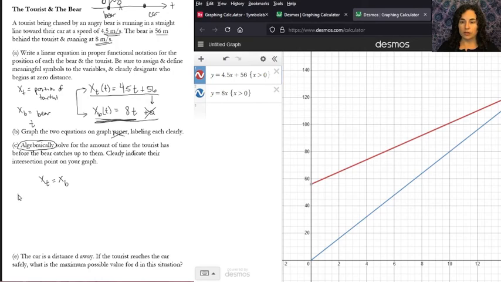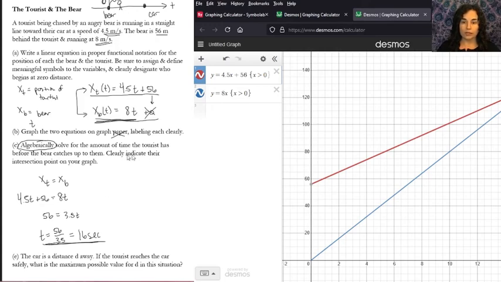And I can do the algebra here. 4.5t plus 56 equals 8t. I'm going to subtract 4.5t on each side, so I get 56 equals 3.5t, and the time will equal 56 divided by 3.5. And when we run this through the calculator, just so that we double check, 56 divided by 3.5 is 16. So when I get this answer, 16 seconds, I can go over to my graph and note that that is the time here, right? The input variable is the time and it says 16.